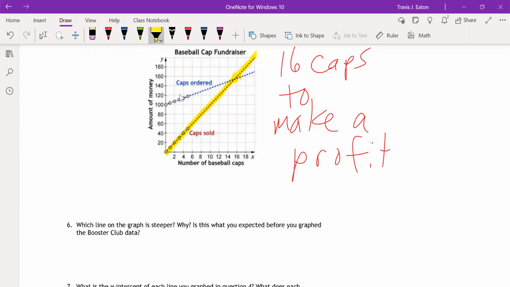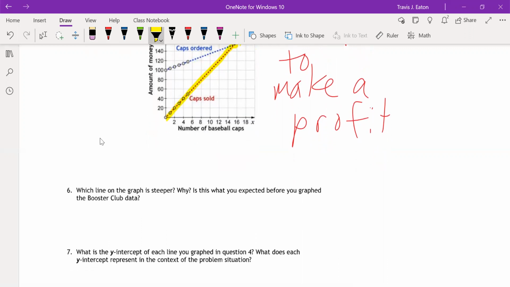The rate of change for caps ordered is only $3.50, right? Every time they order another cap, it's $3.50. That's not a lot compared to every time they sell a cap, they make $10. So the rate of change for caps sold is $10, whereas the rate of change for the caps ordered is only $3.50 per cap. Each of those is per cap. Okay. So which line on the graph is steeper? Well, that's caps sold, of course.